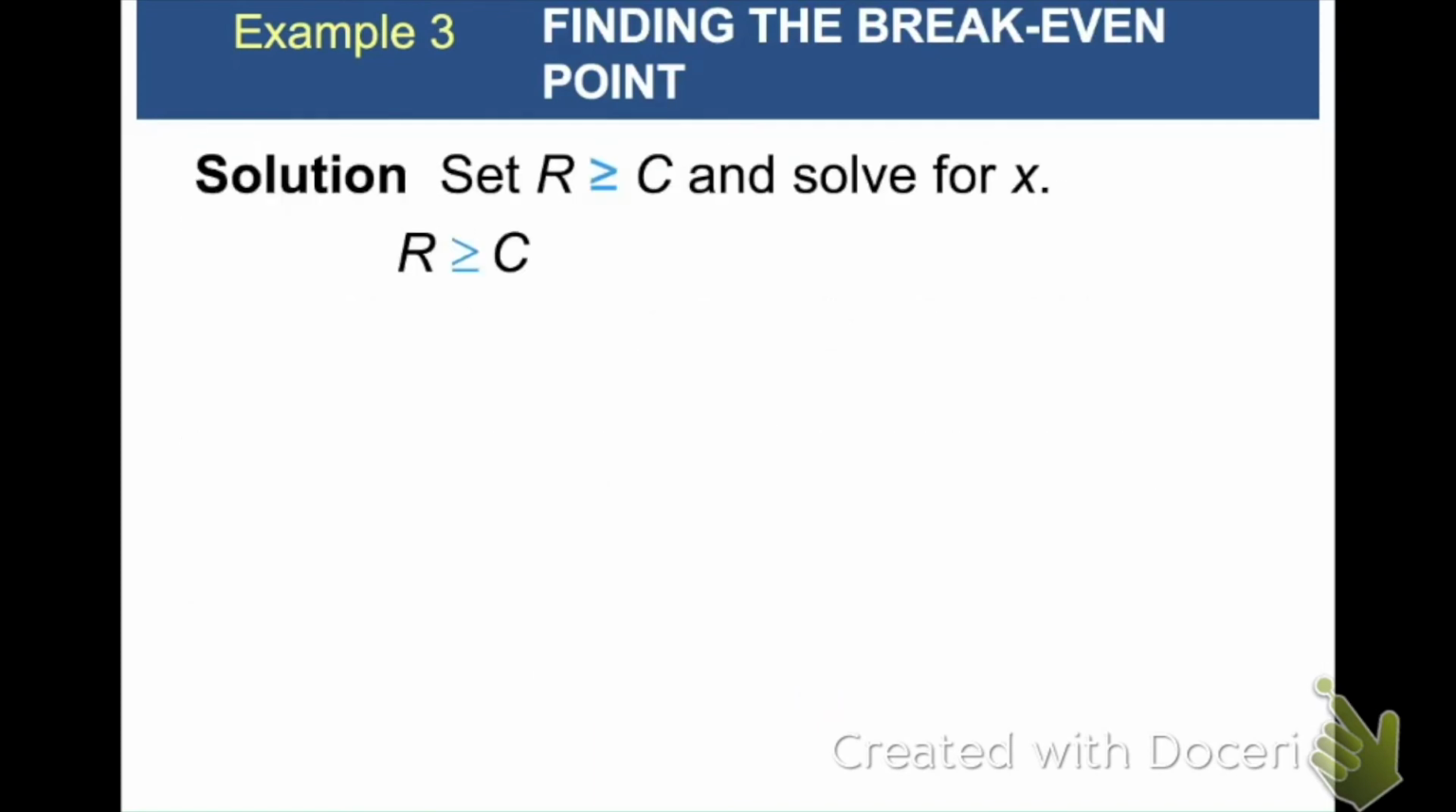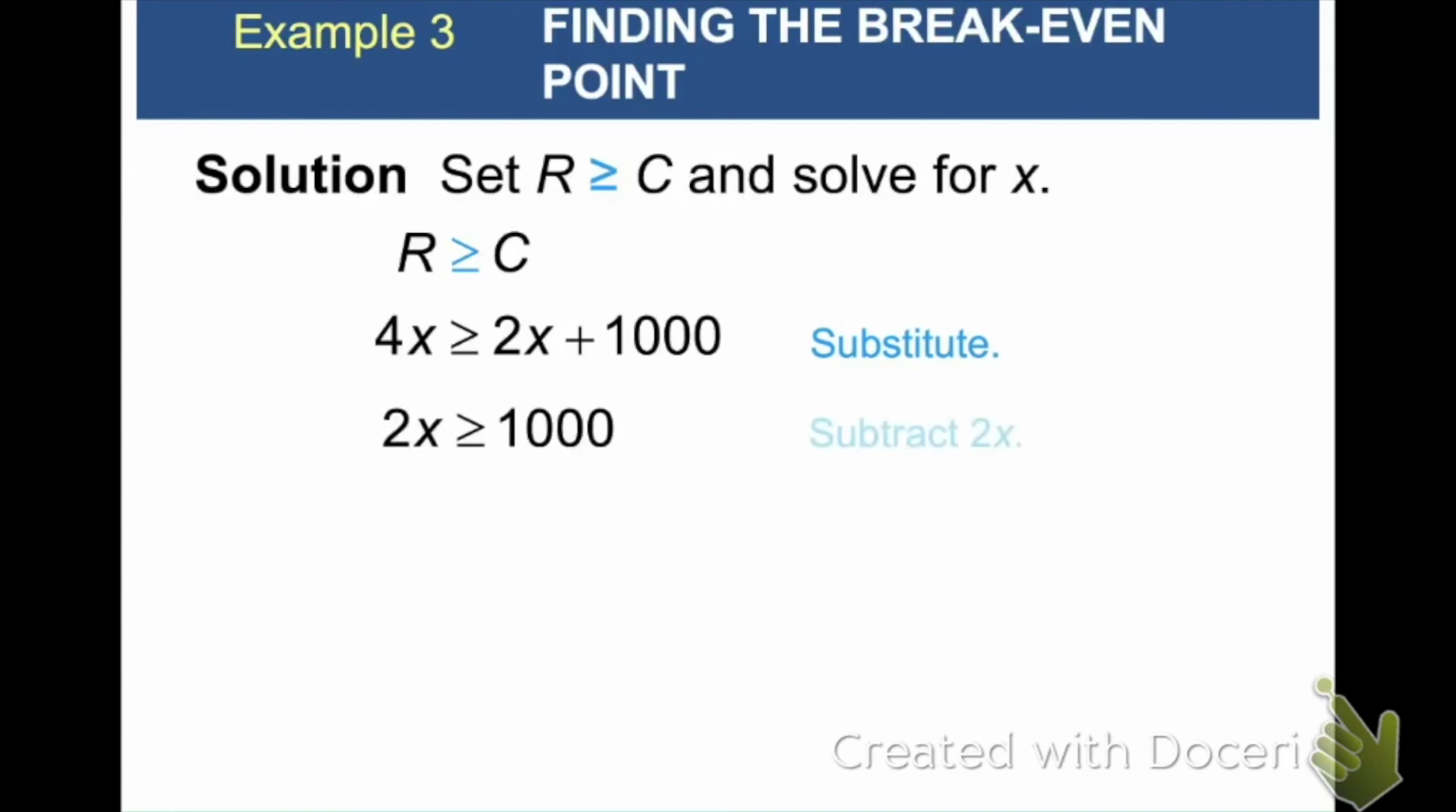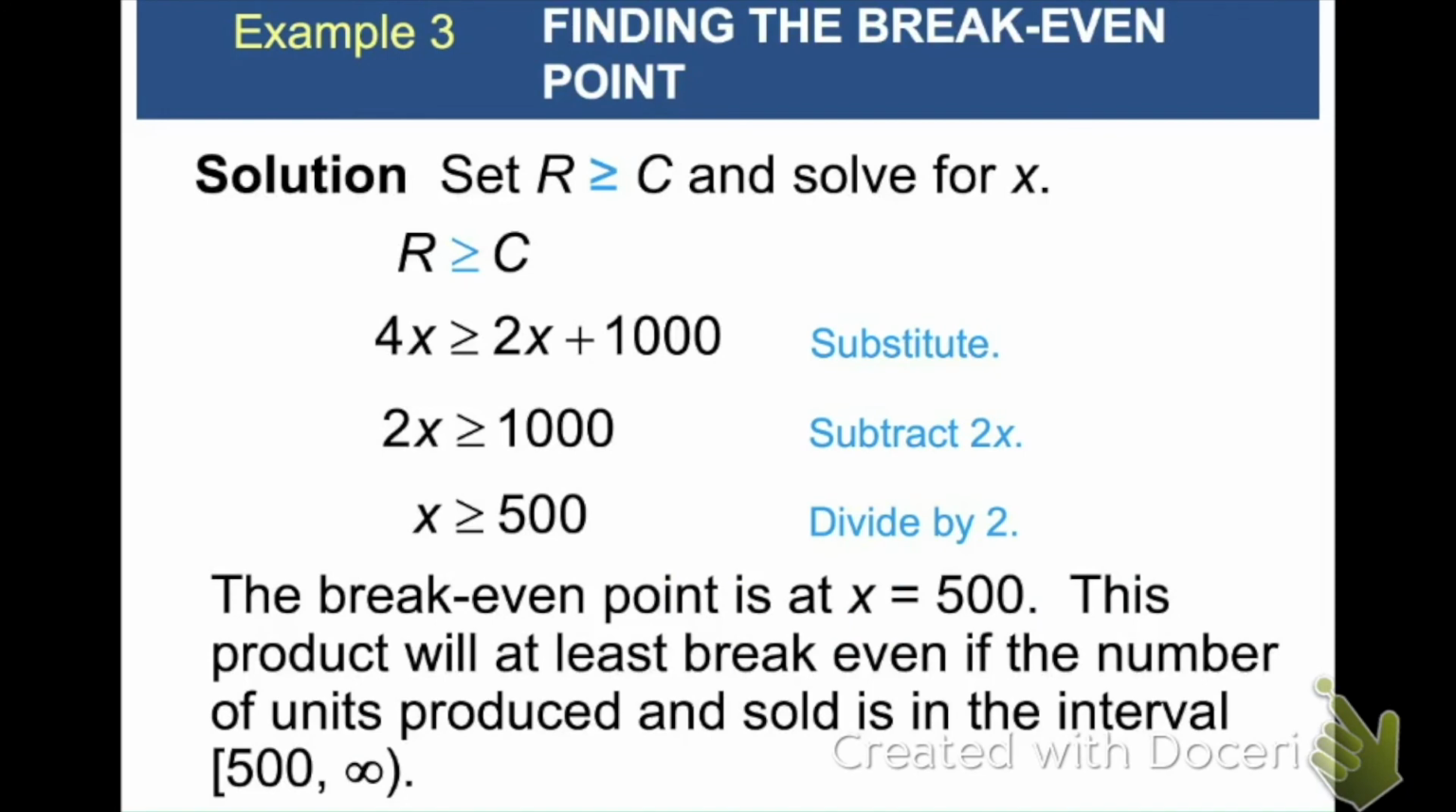So now we're just going to plug in the two equations that we were given for R and C. And solving this, if we subtract that 2x over and then divide by 2, we get x is greater than or equal to 500. This means that our break-even point is at x equals 500. So this product will at least break even if the number of units sold is 500 or more.